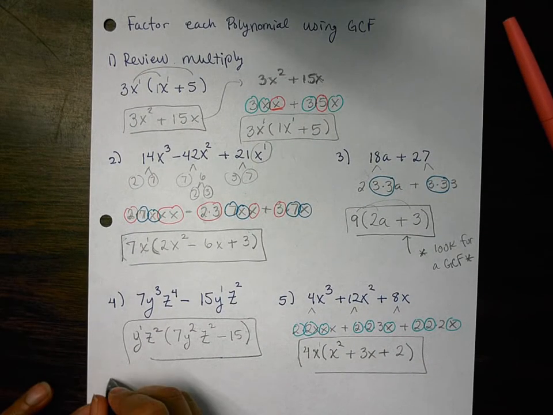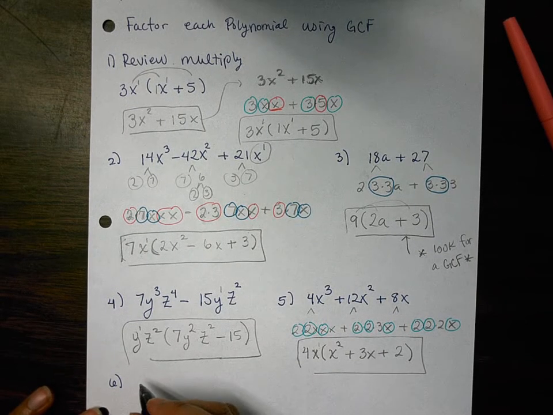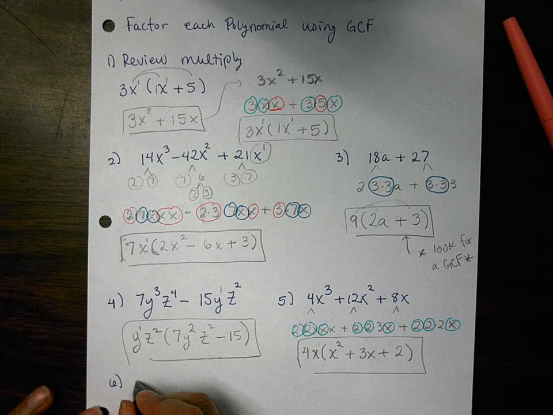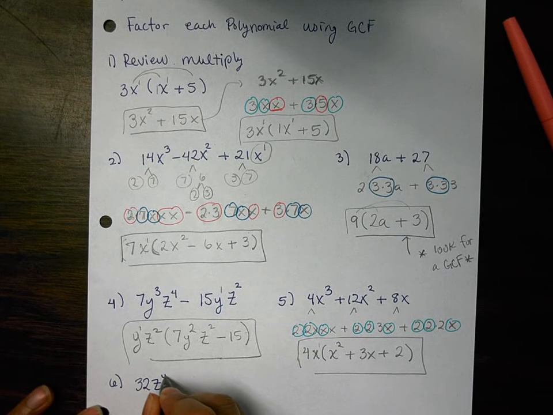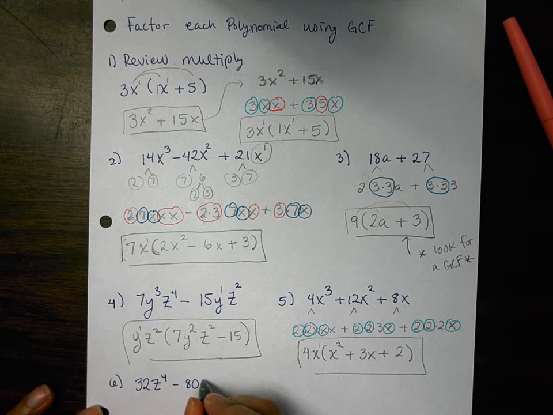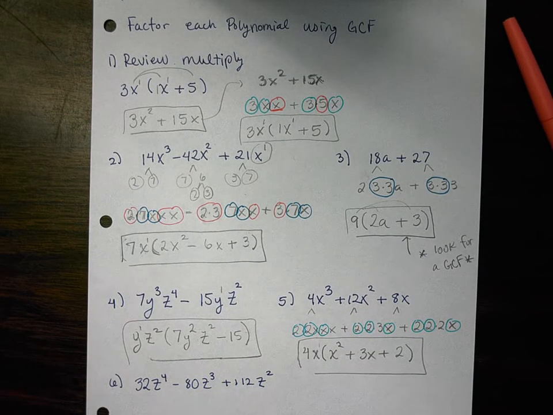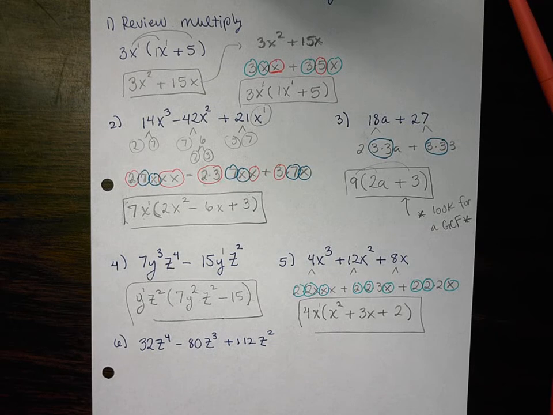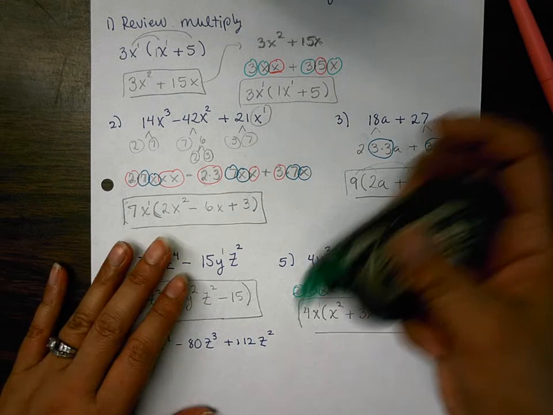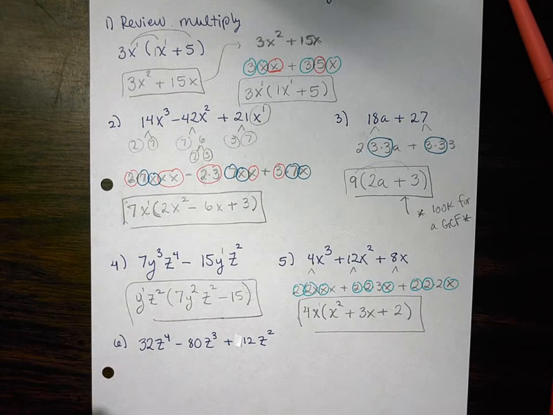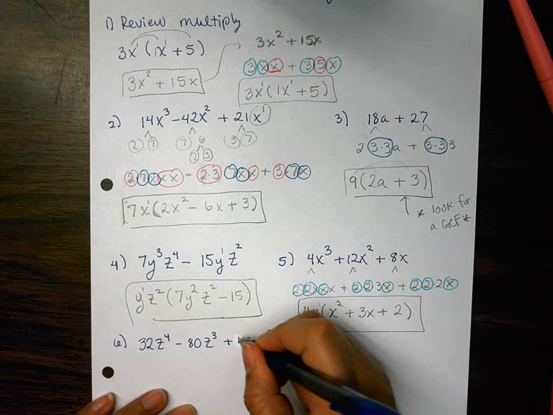Here's the tricky one. Okay. 32 z to the 4th minus 80 z to the 3rd plus 112 z squared. I'm going to let you guys do this one on your own, whether it's by factor tree or just by looking at the numbers.